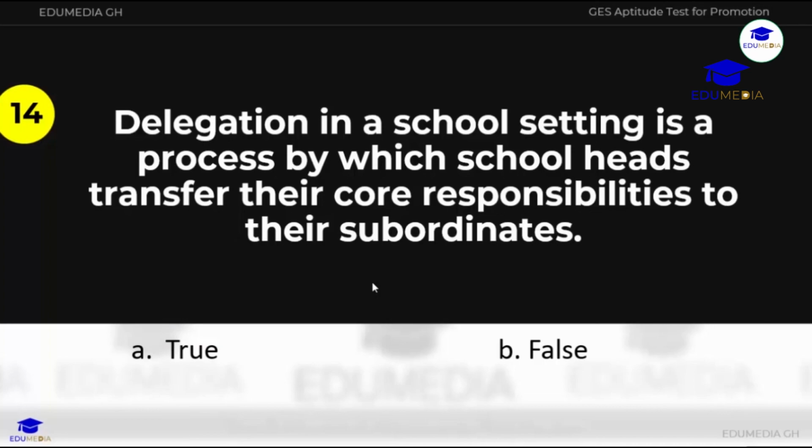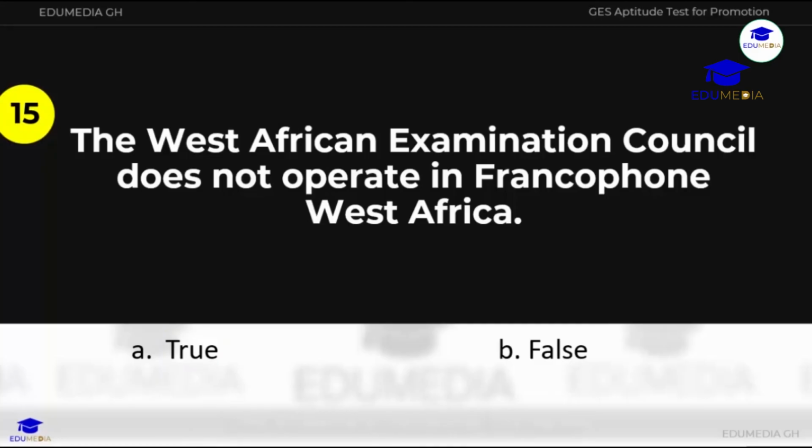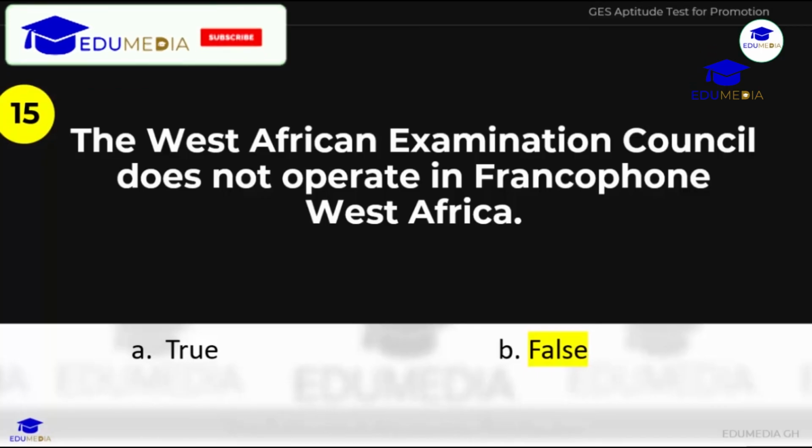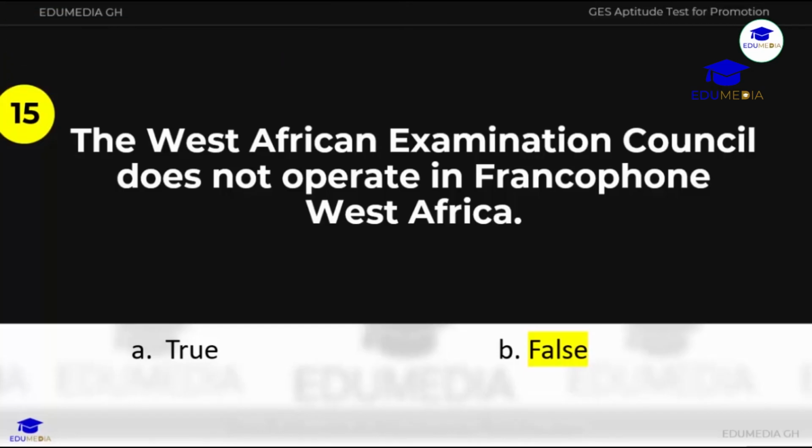Delegation in a school setting is a process by which school heads transfer their core responsibilities to their subordinates. The correct answer here is true. Question number 15. The West African Examination Council does not operate in Francophone West Africa. The correct answer here is false. Now, we all know very well that WAEC operates in other West African Francophone countries such as Burkina Faso, Senegal, and then the Cote d'Ivoire.